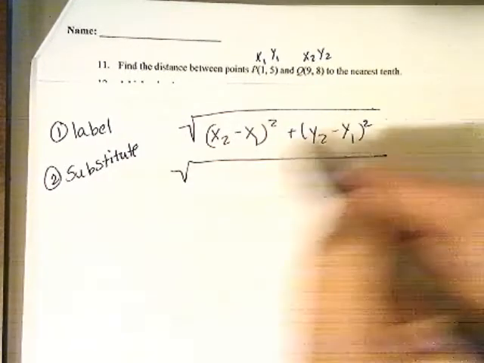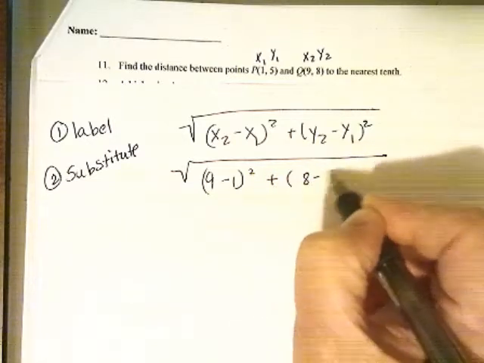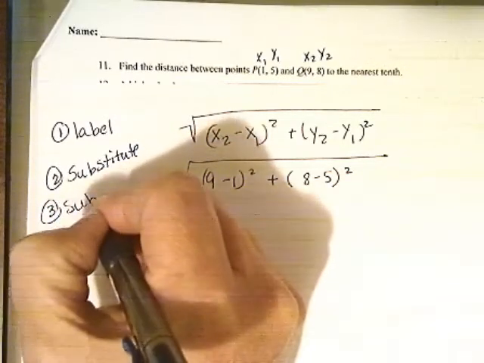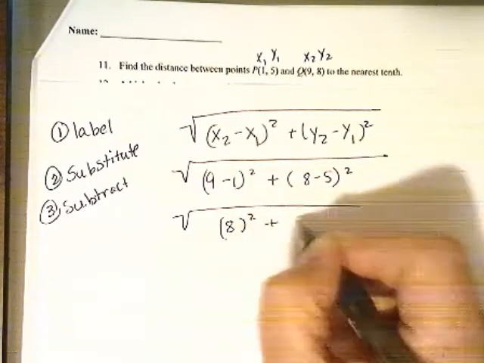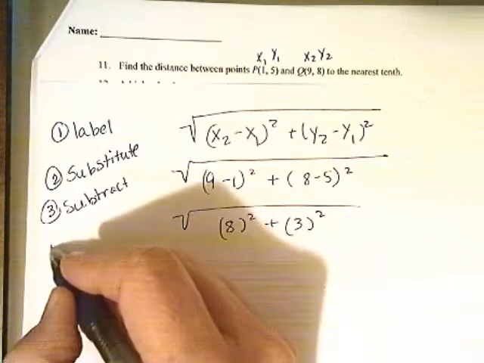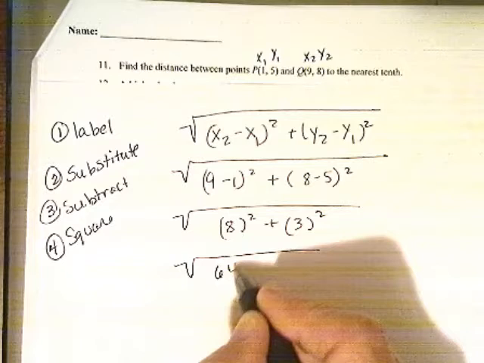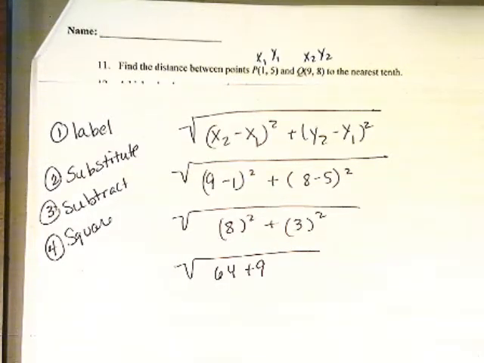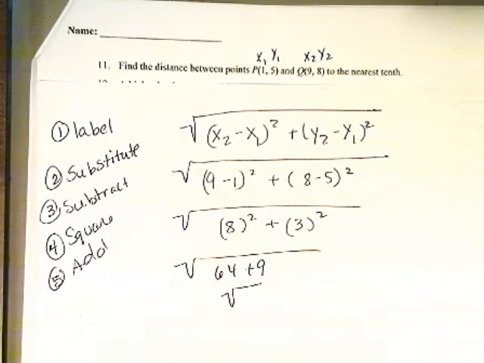And when I substitute that in, I'm going to get 9 minus 1 all squared plus 8 minus 5 all squared. Then I'm going to subtract: 8 plus 3. Well, they've got to be squared first. Square them. 64 plus 9. Add. 64 plus 9 is 73. Take the square root.